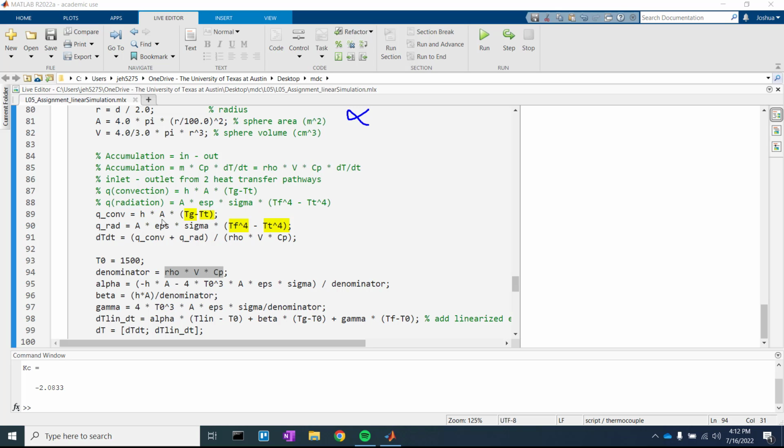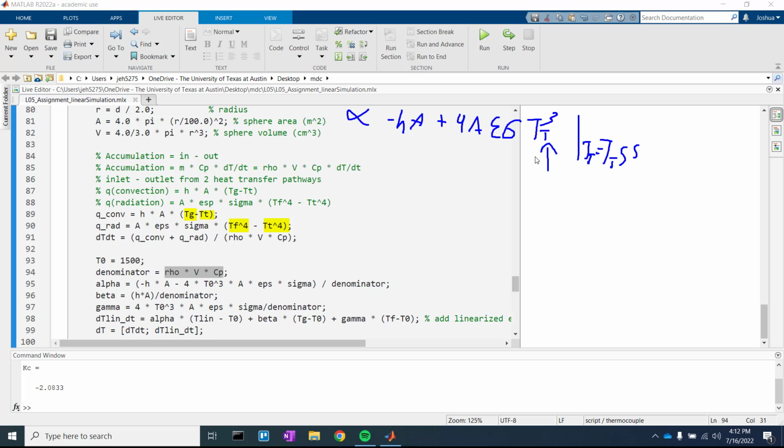So it's going to be first negative hA plus the second one. The derivative here with respect to TT is going to move a 4 down, and then it's going to be raised to the third. So it's going to be 4 times A epsilon sigma T to the third. Now what is this TT? Remember, we're doing the linearization here, so this is all evaluated at TT equal to TT steady state. Lots of TT, lots of T's.